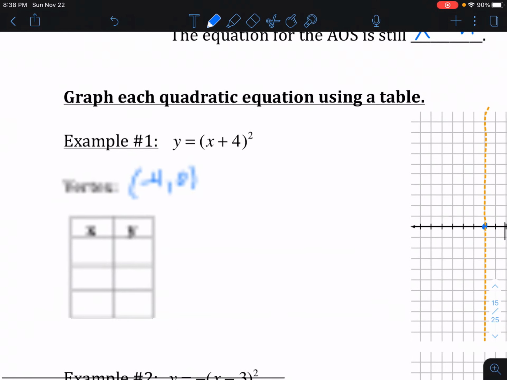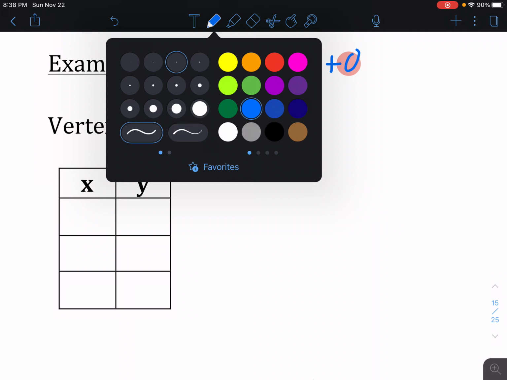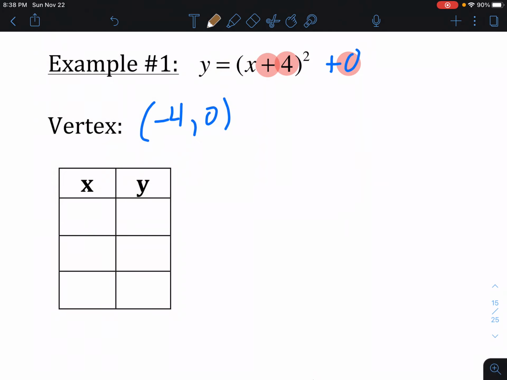Now I want to get my other points in my table of values. To do that, remember you need to look at what your x-coordinate is of your vertex. If it's negative 4, I choose the three numbers after that, such as negative 3, negative 2, negative 1. Or you can also choose negative 5, negative 6, negative 7. And now you're going to use your formula, and you're going to be doing some math 3 times.